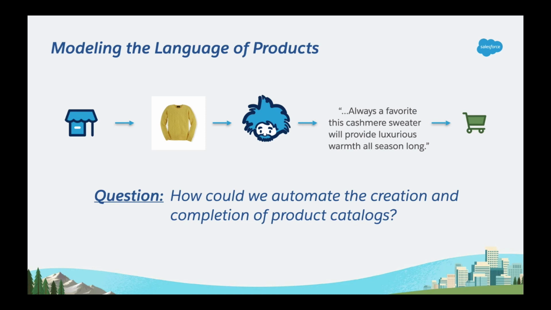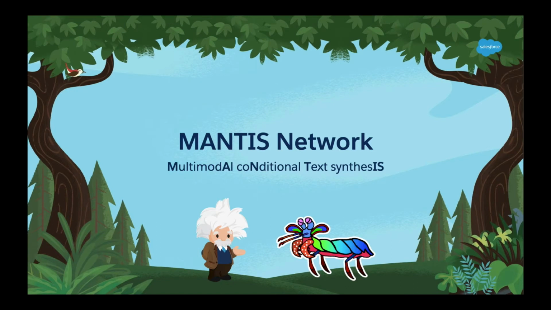Well, we thought, taking the state of the art in NLG, what could we do to automate the creation of product catalogs? And this was the motivational question, and the answer was the Mantis neural network architecture. That stands for Multimodal Conditional Text Synthesis. It's named for the mantis shrimp, as you can see.